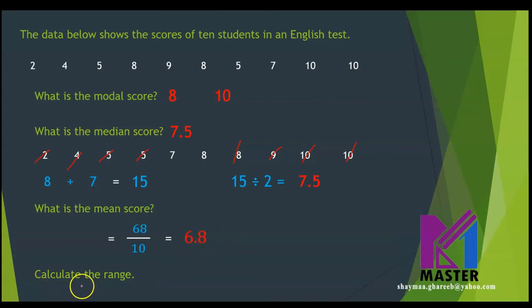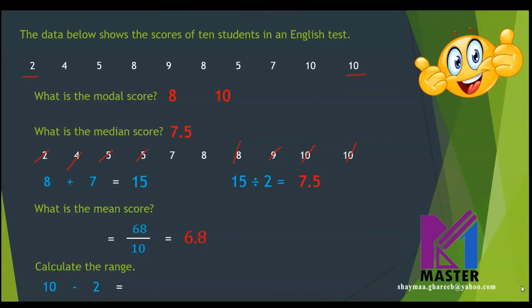Now we are going to calculate the range. We said the range equals the biggest value minus the smallest value. Is this clear? What is the biggest value? The biggest value is 10. What is the smallest value? The smallest value is 2. So the range here will be 10 minus 2, which is 8.